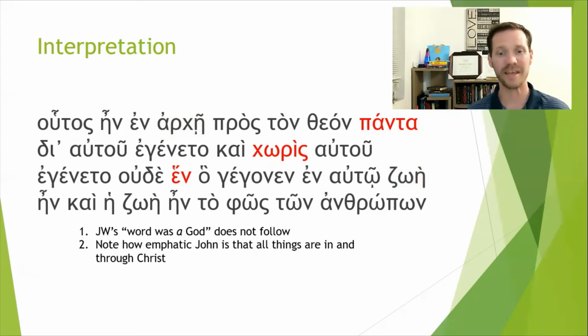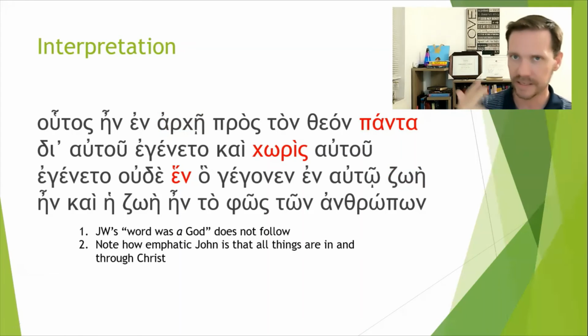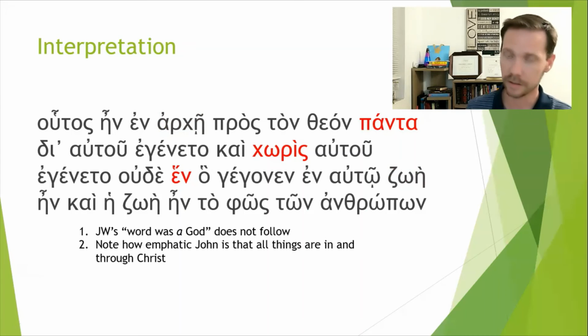Second, I want you to notice how emphatic John is that all of these things are in and through Christ. Notice, first of all, it says very clearly that all things are through him, and apart from him, nothing was made, not one thing which has been made. Now, you can be very wooden and try to get this idea across in English. You could translate this, he was in the beginning with God, all things are made through him, and apart from him, not one thing was made which has been made.